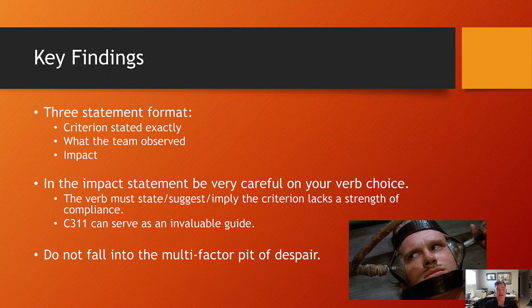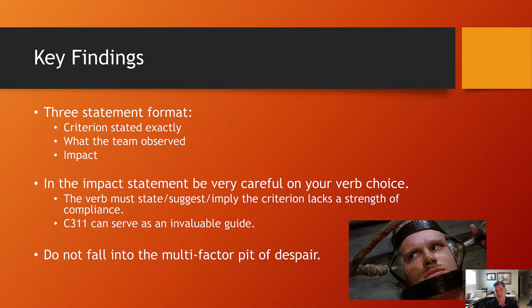All right, so what are our key findings in this? First, whether you're writing a concern, a deficiency, or a weakness, always use the three-statement format. State the criteria exactly, state what the team observed with the appropriate detail to draw conclusions, and then state the impact on the program and its students.